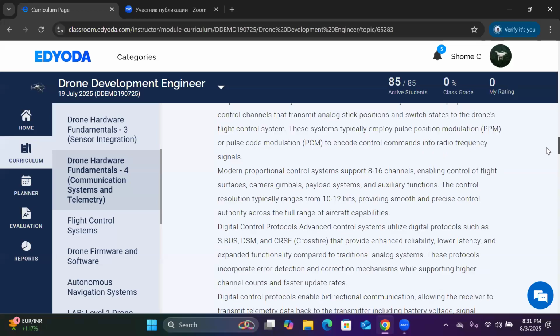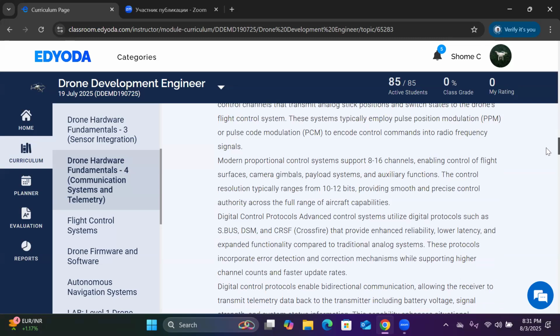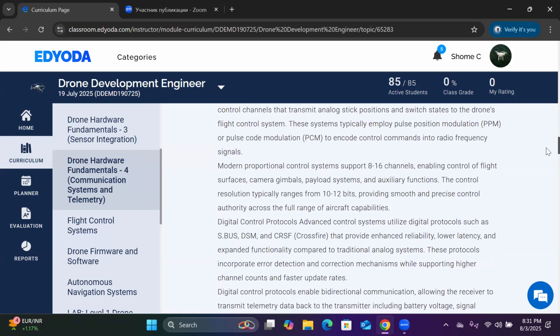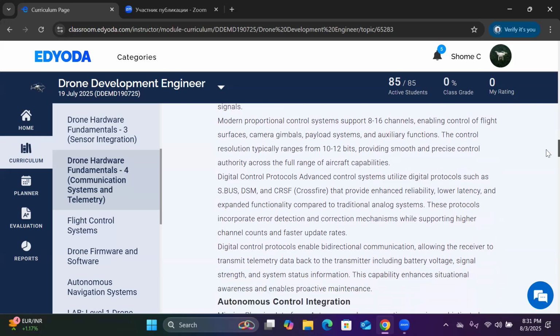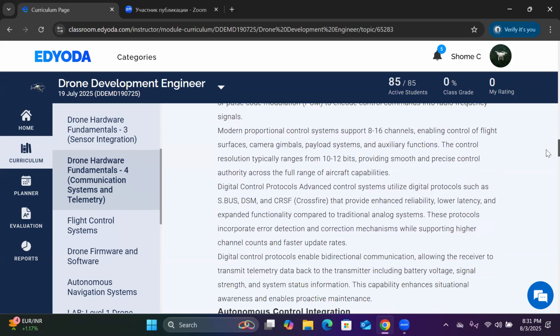Digital control protocols. Advanced control systems utilize digital protocols such as SBus, DSM, and CRSF, which provide enhanced reliability, lower latency, and expanded functionality compared to traditional analog systems. These protocols incorporate error detection and correction mechanisms while supporting higher channel counts and faster update rates. Digital control protocols enable bidirectional communication, allowing the receiver to transmit telemetry data back to the transmitter, including battery voltage, signal strength, and system status information.